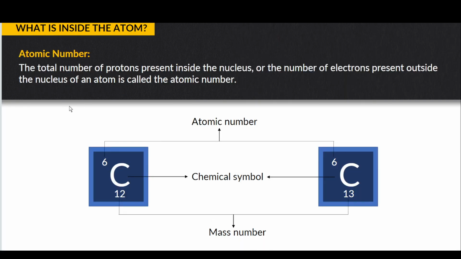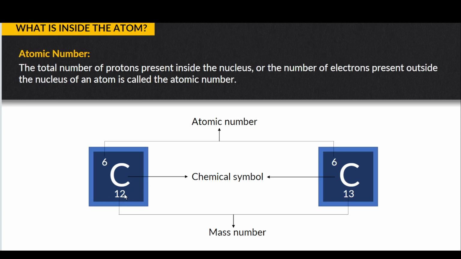Then atomic number is the total number of protons present inside the nucleus, because protons are inside the nucleus, right? And the number of electrons present outside the nucleus equals it too. Because the number of electrons and protons are equal, atomic number is just the number of protons. Like this is the carbon element, the symbol C for carbon. 6 is the atomic number. Atomic number means number of protons or number of electrons, because they are both equal. So the number of protons is the atomic number.